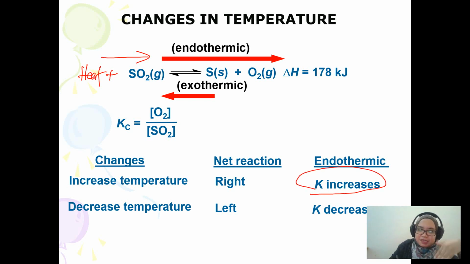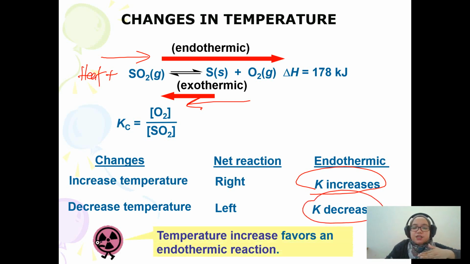So, kalau kita decrease temperature, sistem akan cari jalan untuk increase temperature. So, dia akan shift to the left. So, bila shift to the left, product punya formation akan turun. So, bila product menurun, K pun akan menurun.